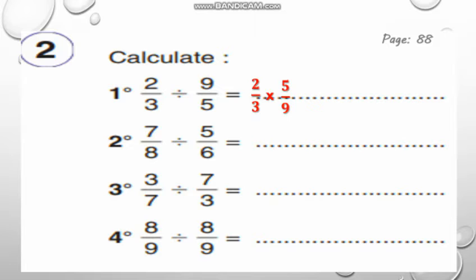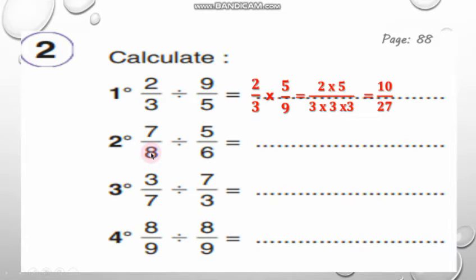So now I multiply the numerators together and the denominators together. Instead of 9, I can write 3 times 3. So I have 2 times 5 over 3 times 3 times 3. Can I simplify? No, I can't. So I multiply 2 times 5 equals 10 and 3 times 3 times 3 equals 27.